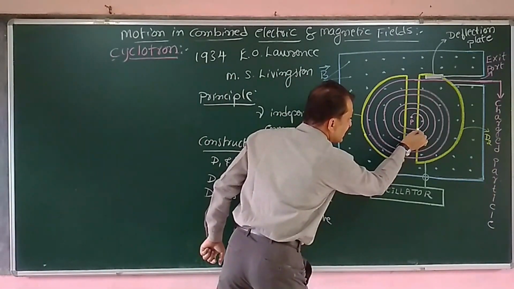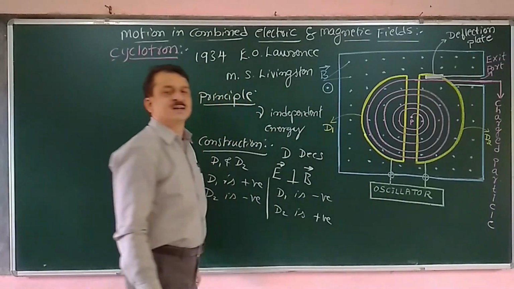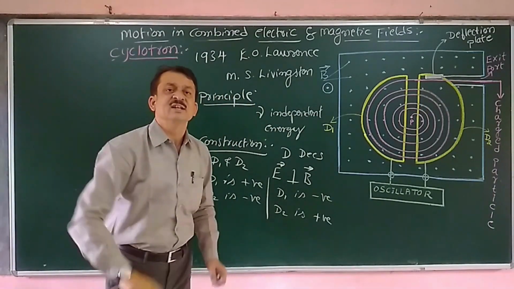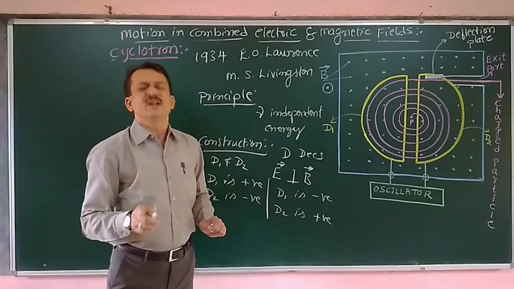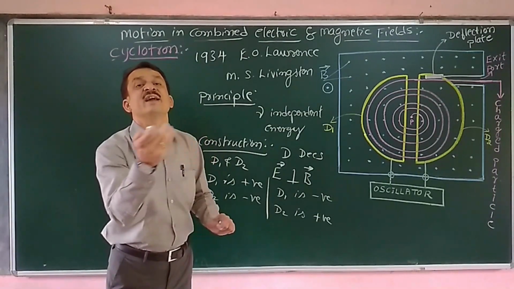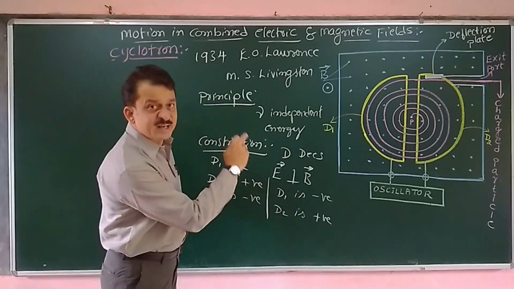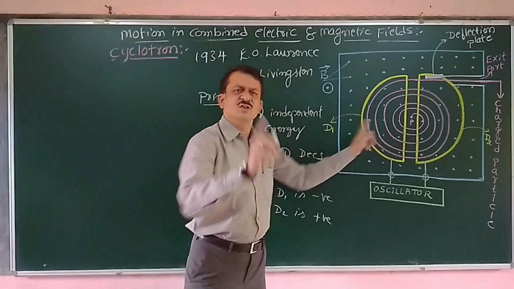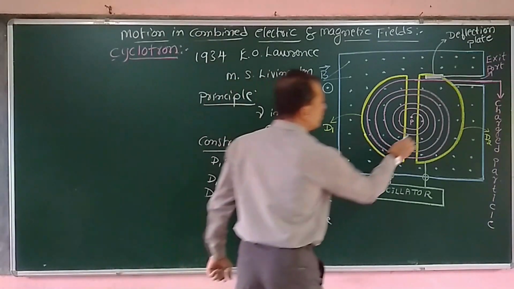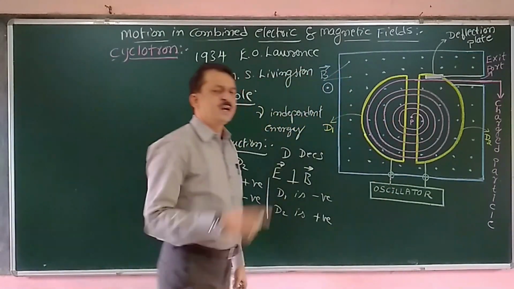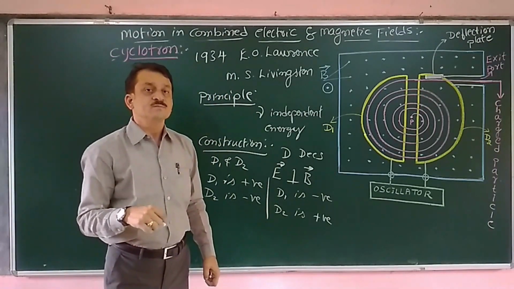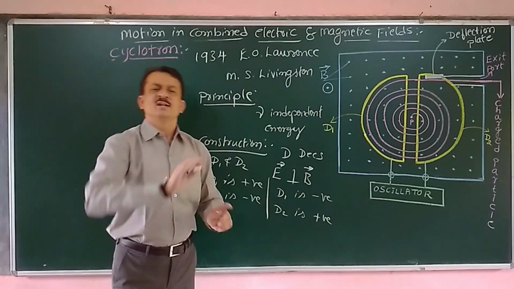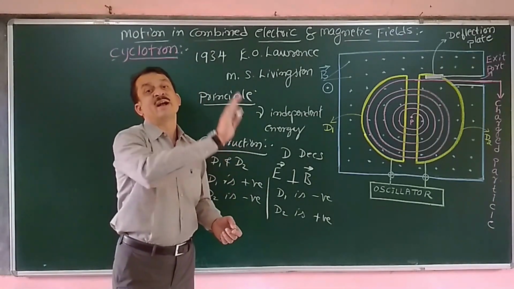So as and when it gets accelerated towards D1, its energy increases, velocity increases, and hence it describes a little bit larger radius inside D1. So obviously the velocity increases, so the radius increases. Now it enters D1. After entering D1, what happens? Inside D1 there is no electric field, only the magnetic field is there. That magnetic field just bends it.